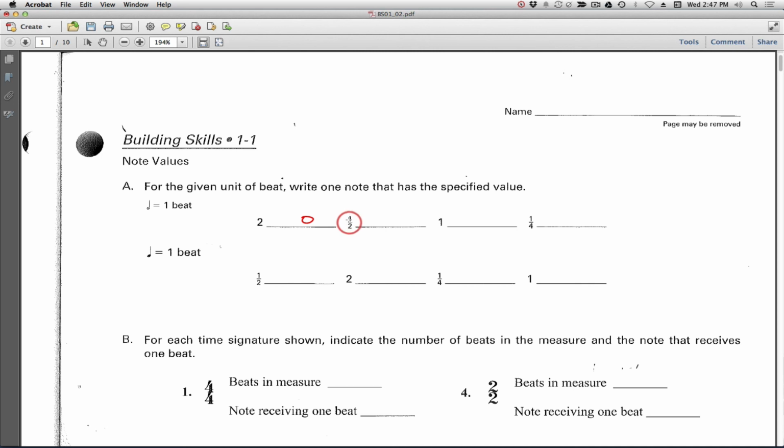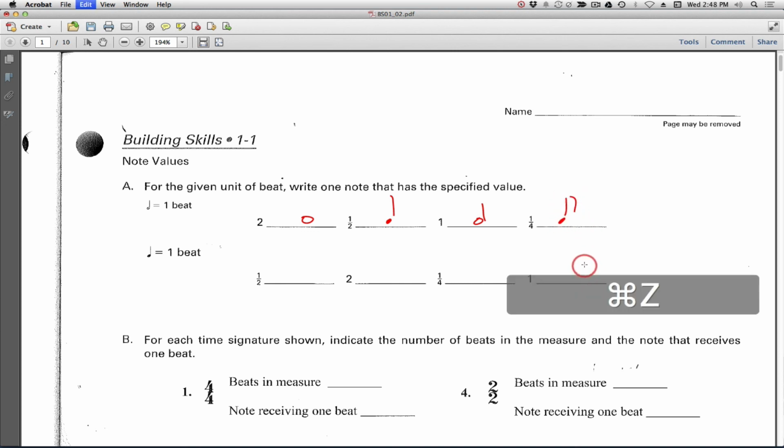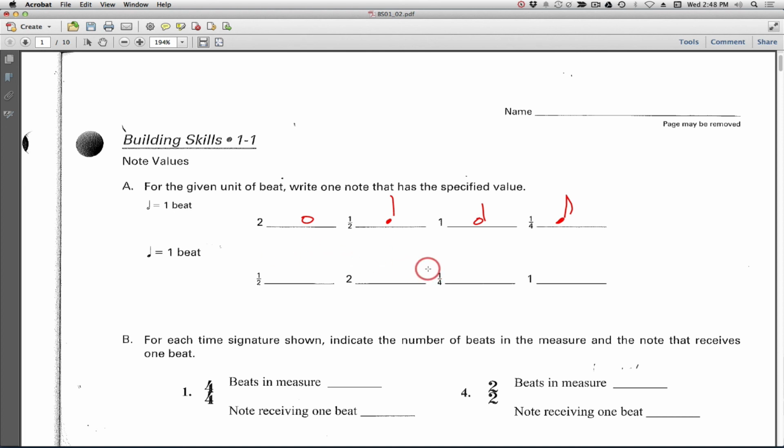So 1/2 of a beat, if the beat is a half note, then 1/2 of the beat would be a quarter note, right? And if we want 1 beat, then that's a half note. And if we want a quarter of a beat, so a quarter note gets half the beat, if we divide that in half, that gives us a quarter of the beat, and that would be an 8th note, right? So that's kind of how that works.